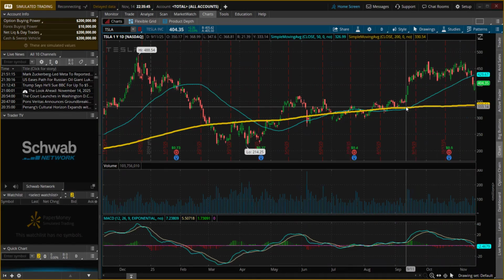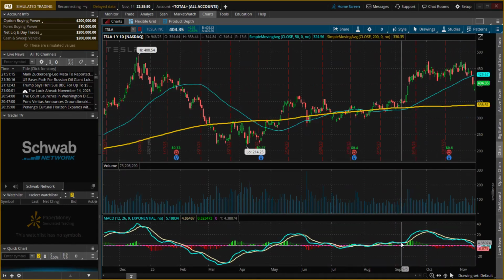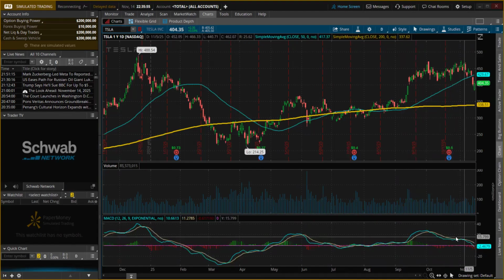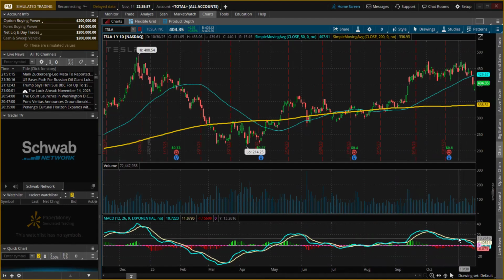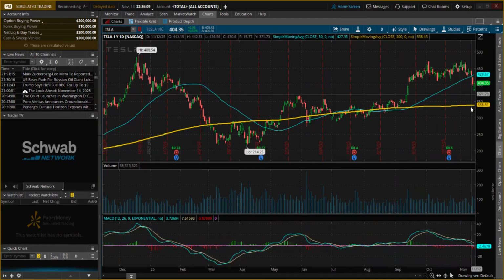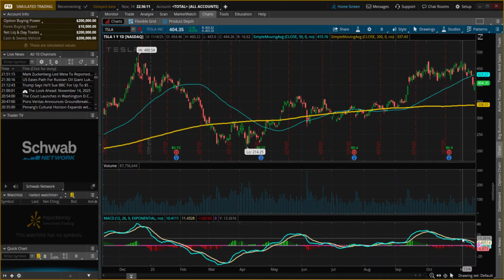And finally, we're going to take a look at the MACD indicator here at the bottom. Here you can see that the MACD line has crossed the signal line. And you can also see the histogram turning red to reflect that. This usually tells us the same thing that we saw with the 50-day, right? That the short-term momentum for Tesla is weakening. It's not to say that it's crashing, but it's more of a slowdown for the stock.